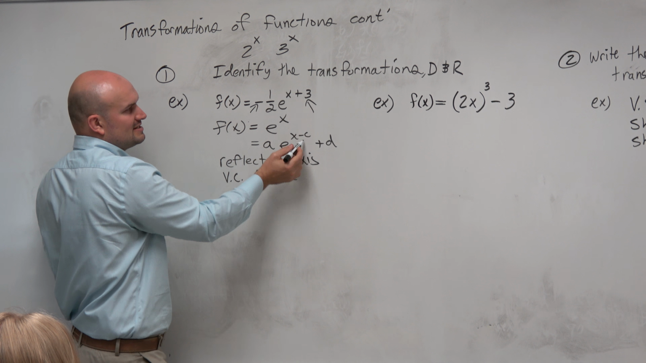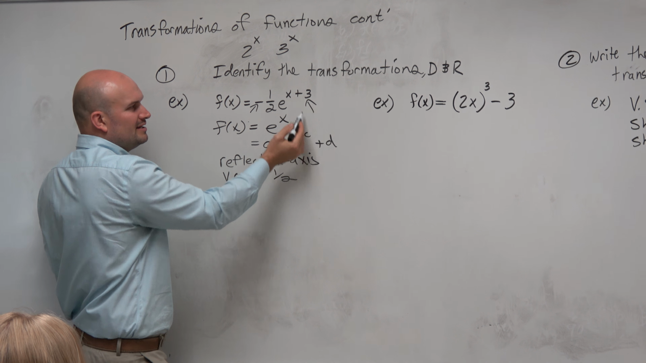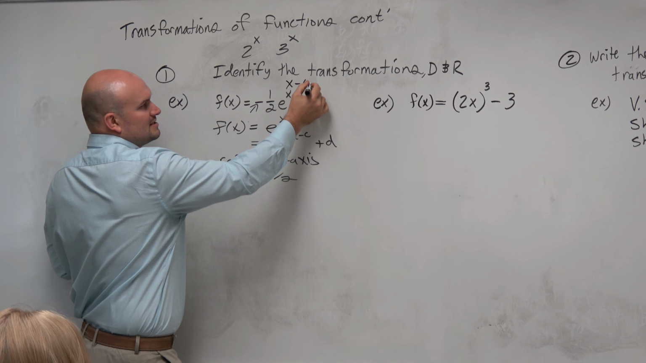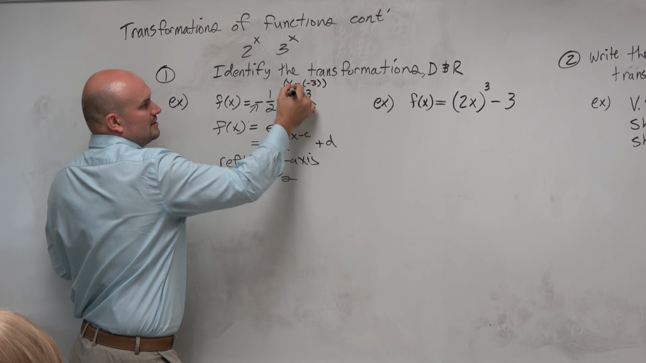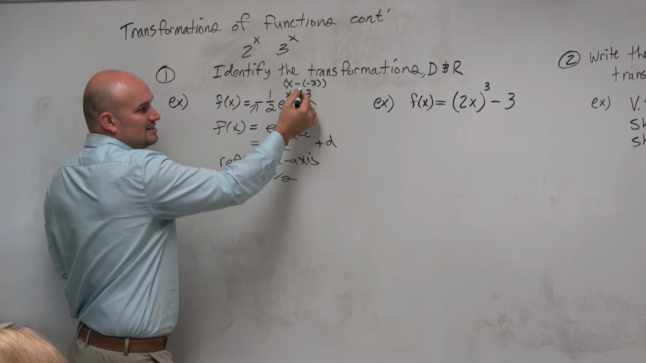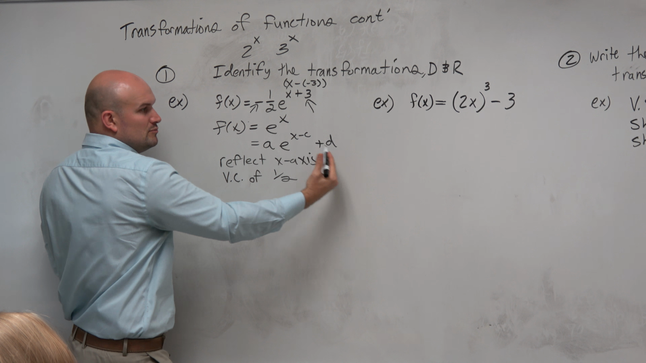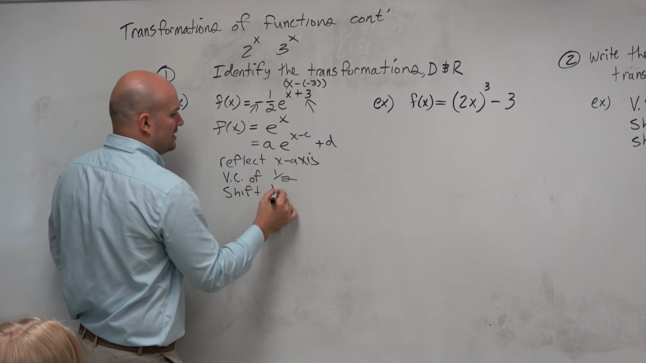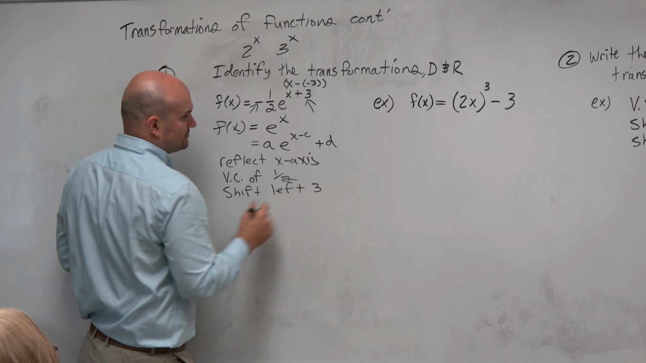Now, some of you guys get confused. Well, the plus 3, the minus 3, again, oh, I kind of remember it's to the left, but why? Well, again, you guys could write this like this. Instead of writing x plus 3, you could write it as x minus negative 3, meaning c is negative 3, right? Moving to the left. So it's a shift left 3.